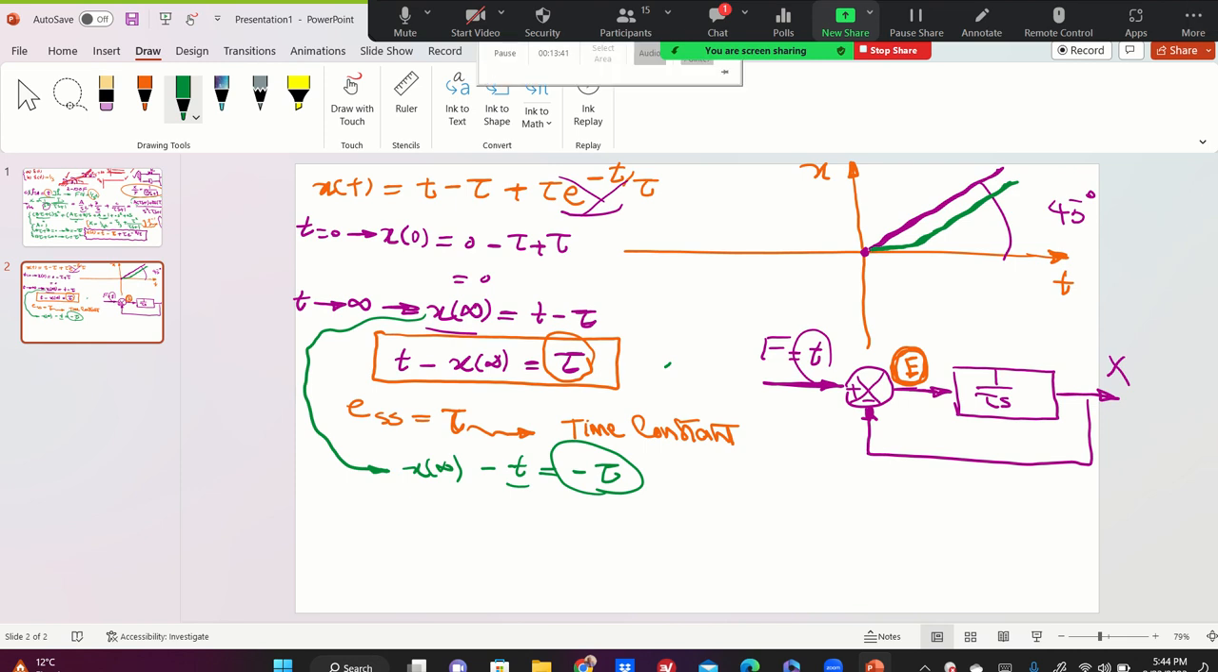Clear, everybody? So the difference between them here is how much? Tau. Here is tau, here is tau, because this is constant, right? So you have a steady state error signal. So the system is stable, but has steady state error. Solution? I'm going to teach you eventually.